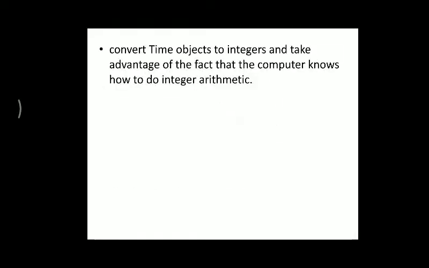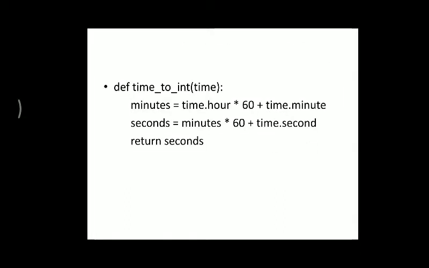There is one more exercise: convert time objects to integers. Already in the previous slides we have considered the time objects. So now how are we supposed to convert time objects into integers and take advantage of the fact that the computer knows how to do integer arithmetic? What you have to do is time_to_int. We have to write one more function called time_to_int, and we pass the time object.